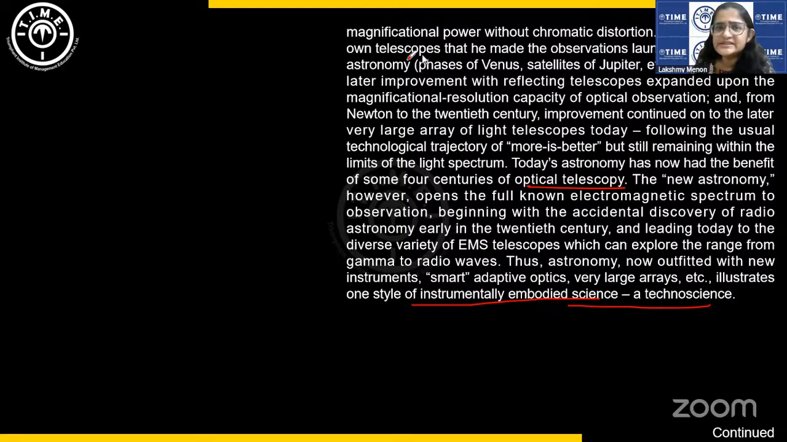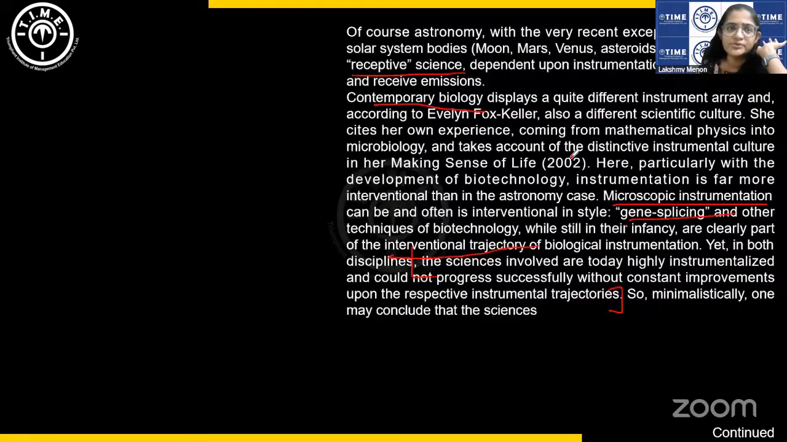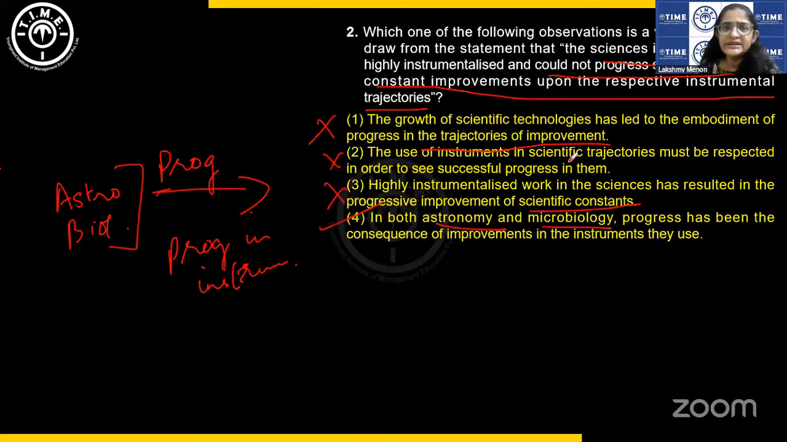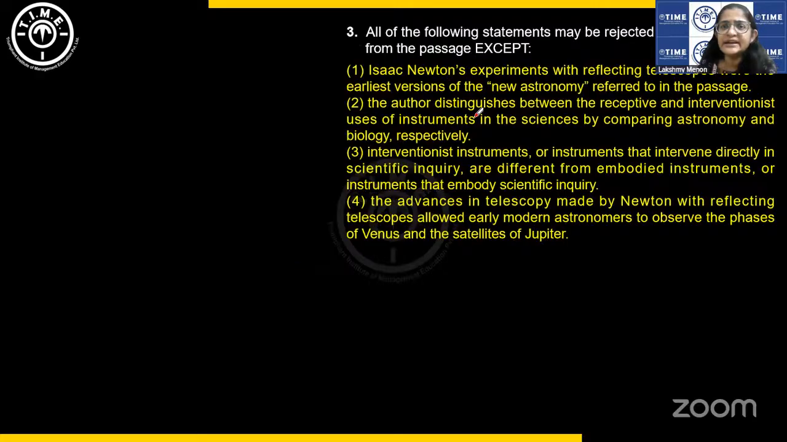It was with his own telescopes that he made the observations, launching early modern astronomy. Galileo was the one who launched it. Isaac Newton's later improvement with reflecting telescopes. So it is directly written that Galileo was the one who launched new astronomy or modern astronomy. So this is not a valid inference, very easy to eliminate.